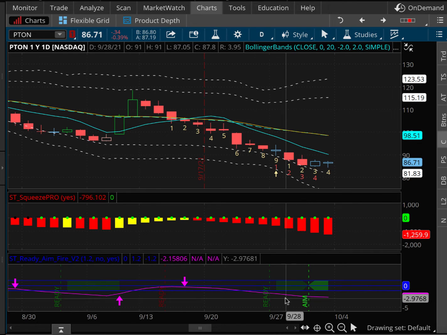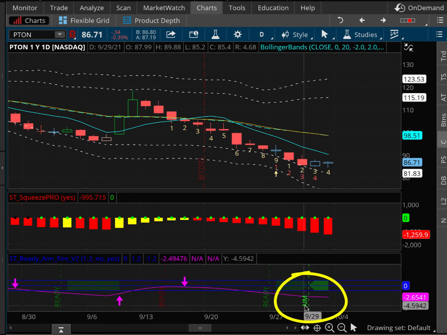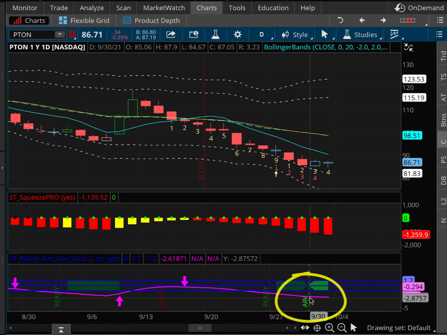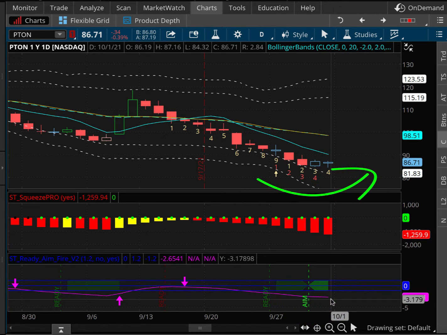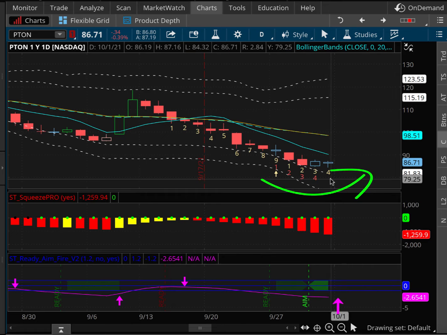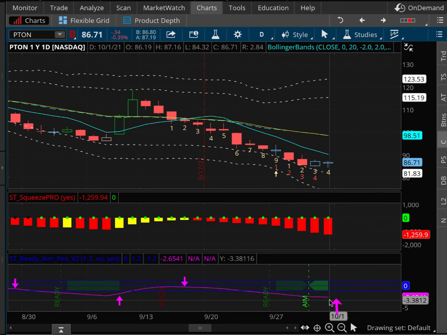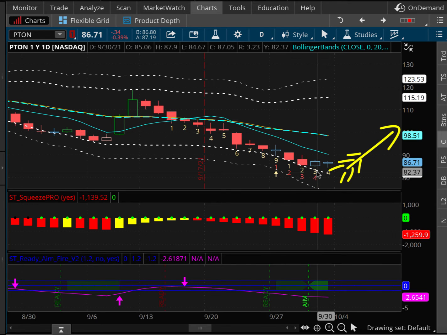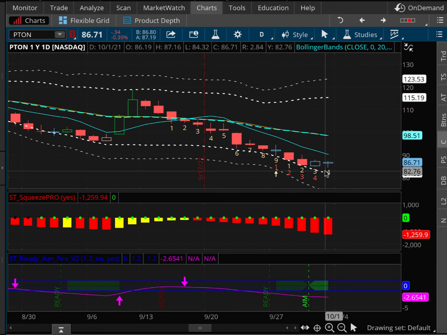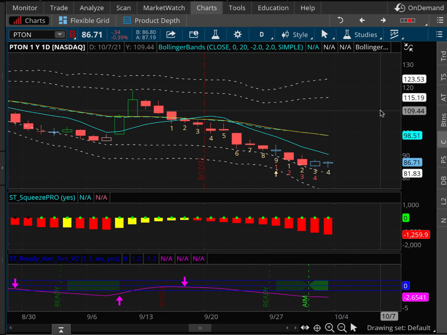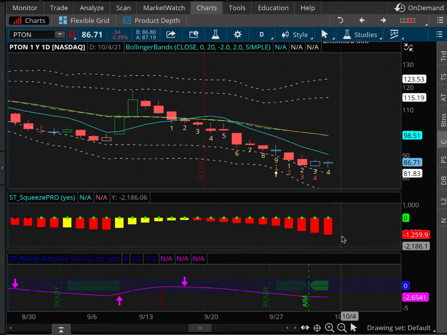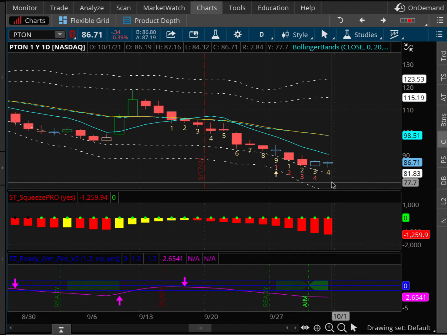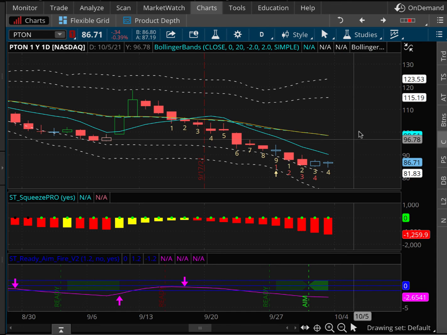So when you see this green aim, you're going to be wanting to be watching for a reversal or the pink arrow. So then when the pink arrow occurs, you enter a long position because you've basically run out of selling pressure, and the only thing that's left is buying pressure. So the pink arrow is just confirmation that you are ready to take a long position trade.